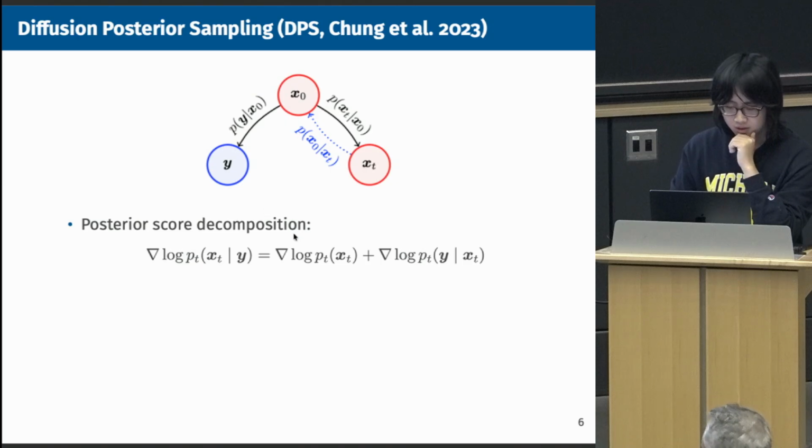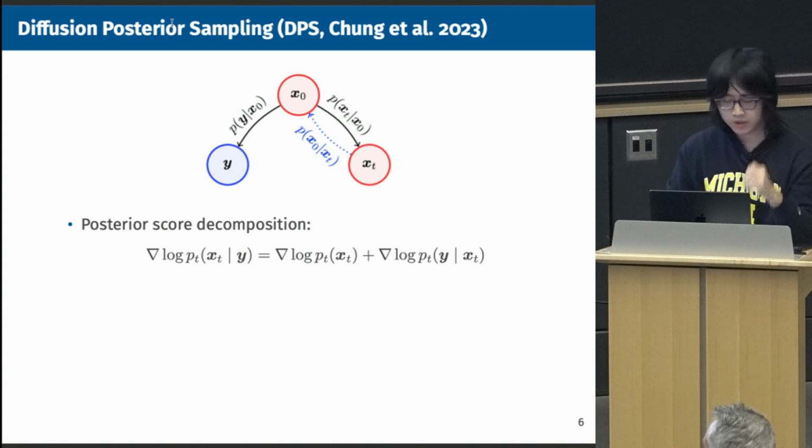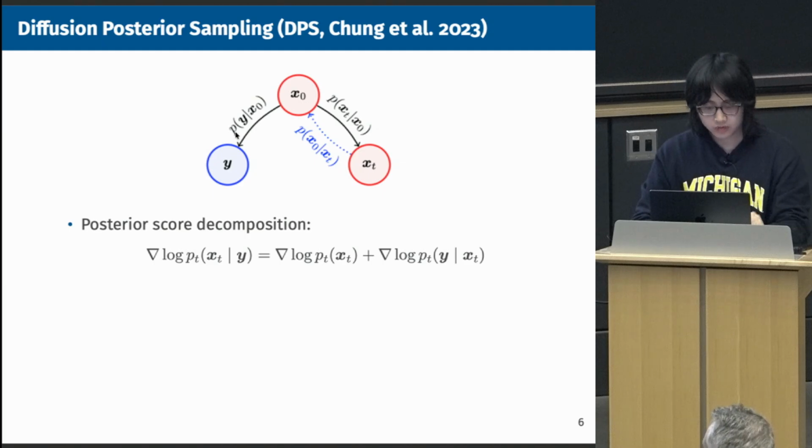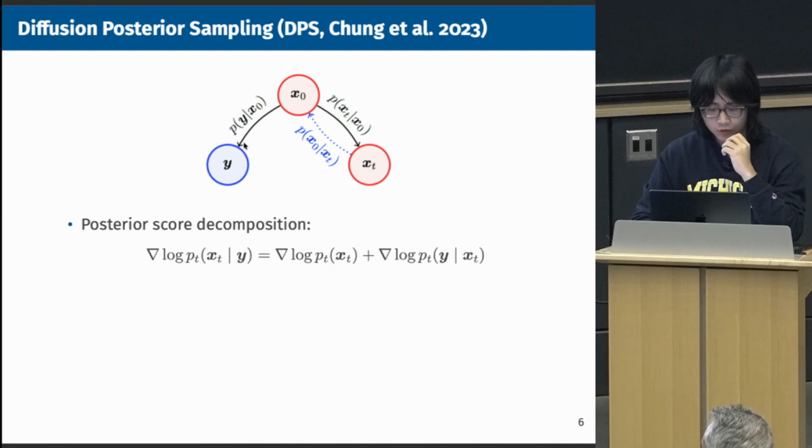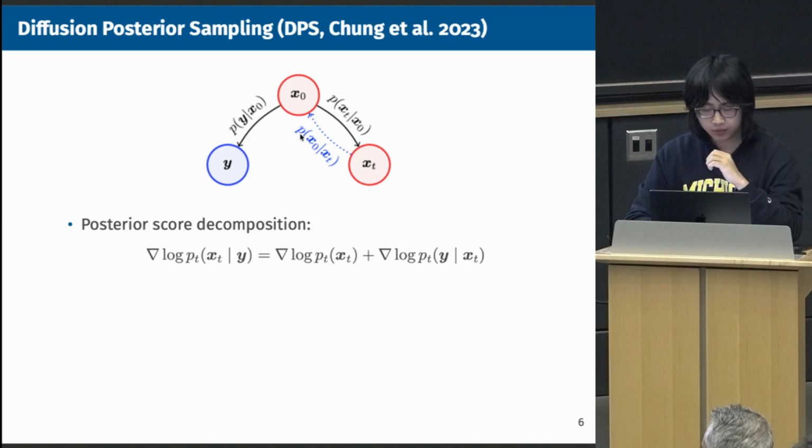But the issue is that it's hard to compute this likelihood gradient. Why is that? We can look at this graph, taken from a paper called DPS. The p(y given x0) is easy. It depends on your forward process, and we typically have a closed-form expression for this. We also have a closed-form expression for p(xt given x0), which is just a Gaussian distribution. But what we don't have is p(x0 given xt). This is a very hard problem, and in general, we cannot compute it in closed form.